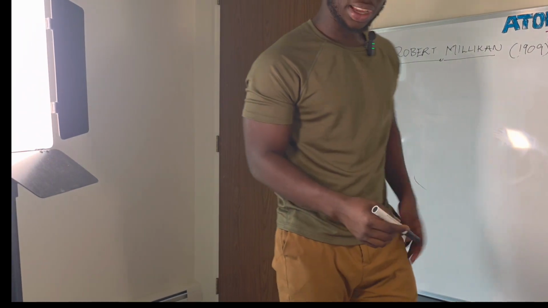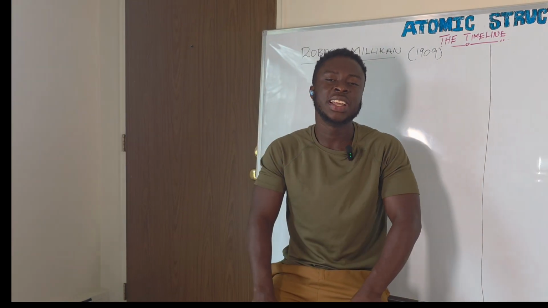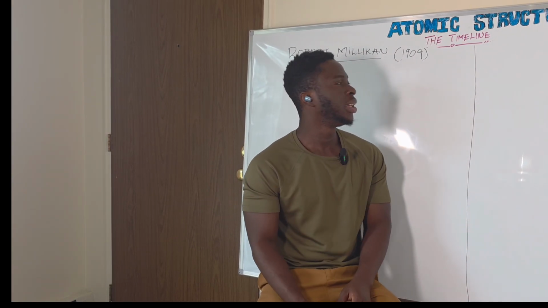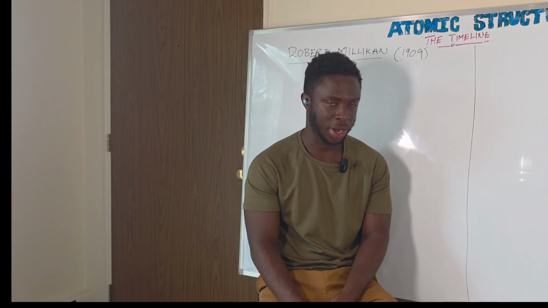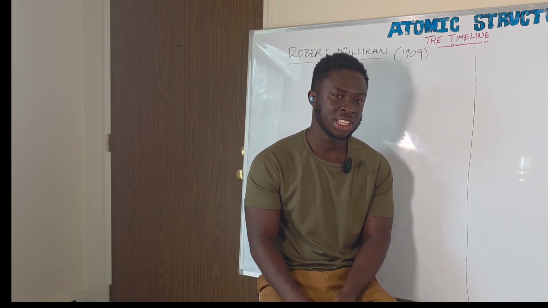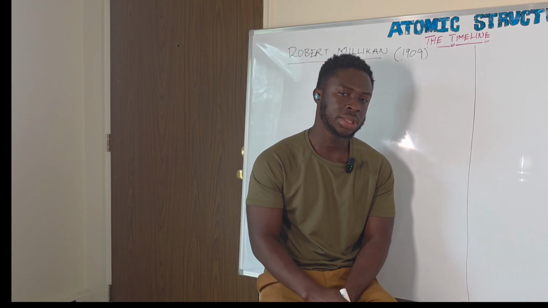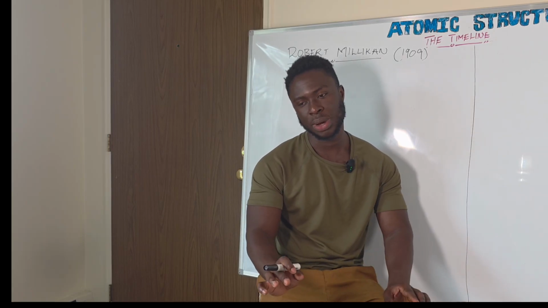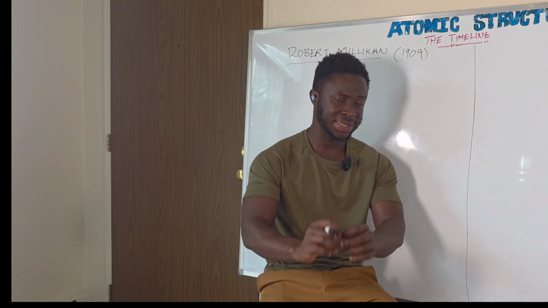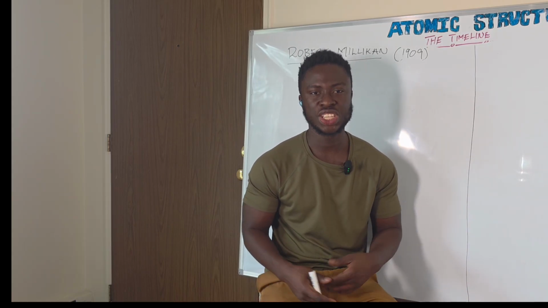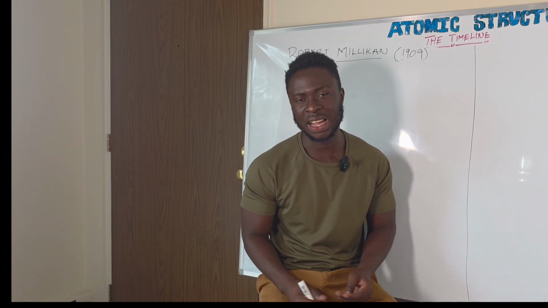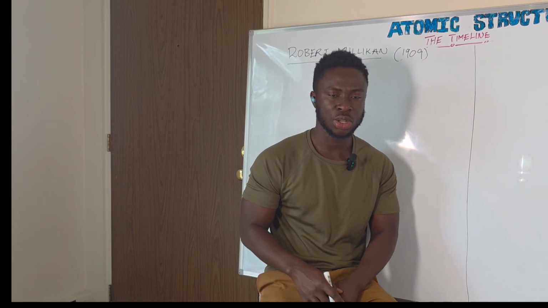So after J.J. Thomson discovered the electron in 1897, something like that, Robert Millikan also set out on an expedition to figure out the charge that the tiniest particle can carry. In this case we can refer to the tiniest particle as an electron, but it was later down the line that they made that connection.